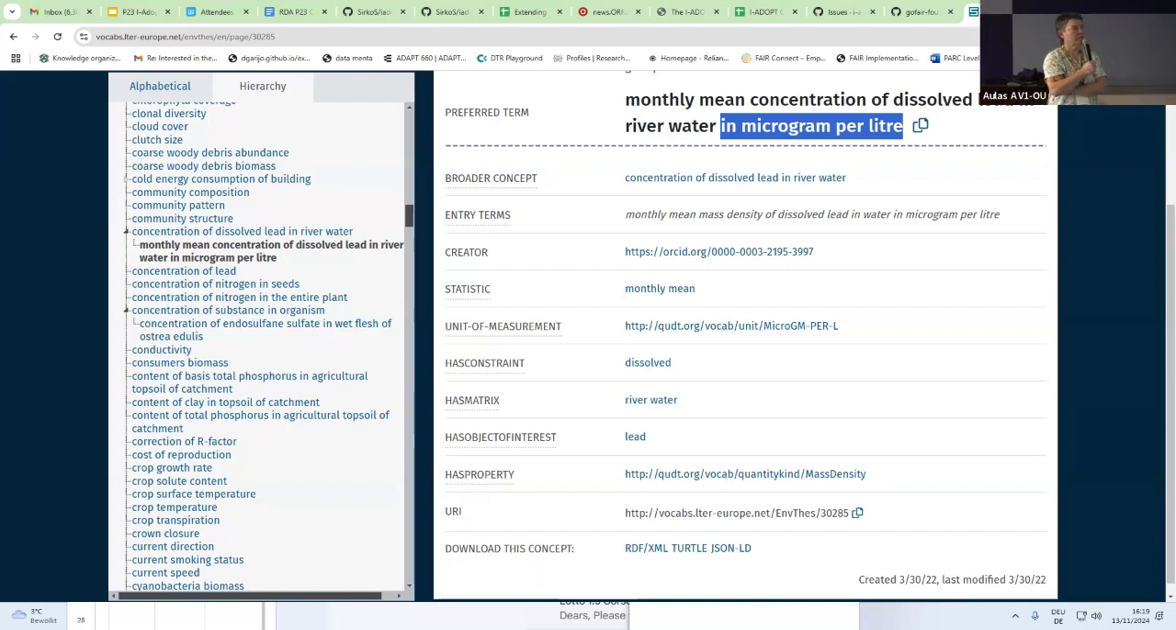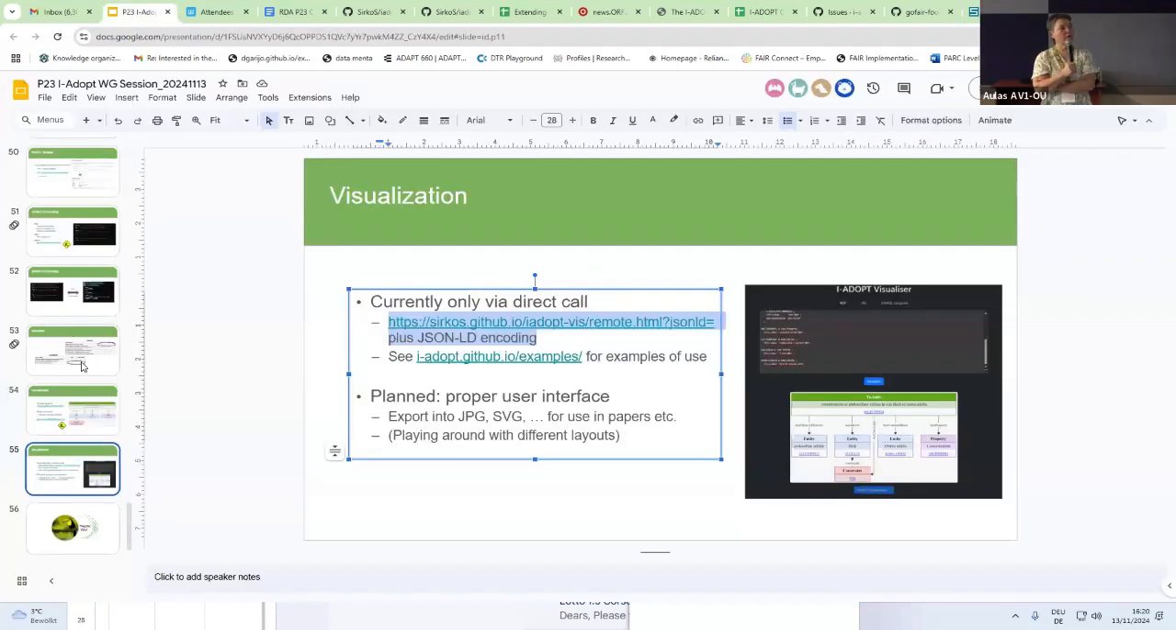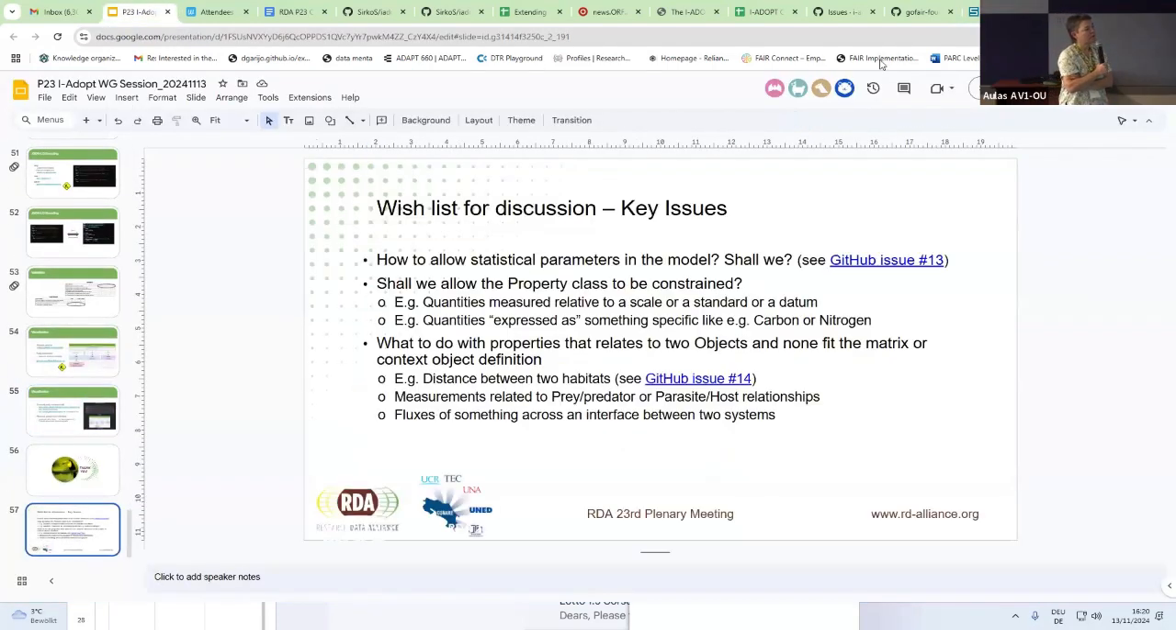Okay. Any other comments in relation to that? So basically the idea would be to use external properties, to give a recommendation for how to deal with this kind of additional information using properties from other ontologies. Yeah. Okay.